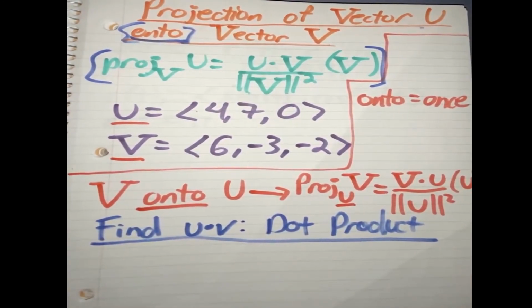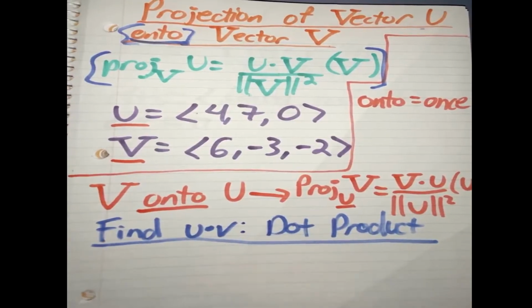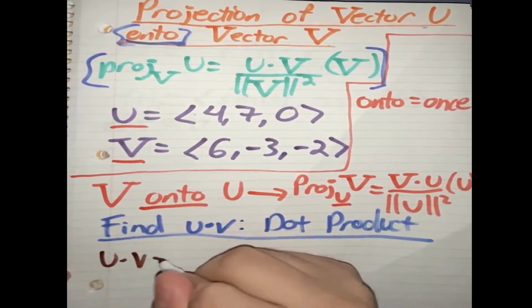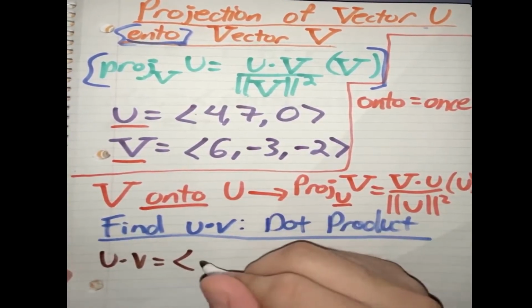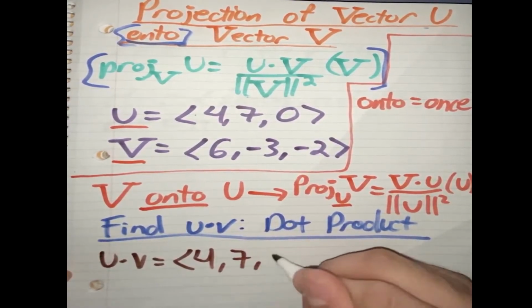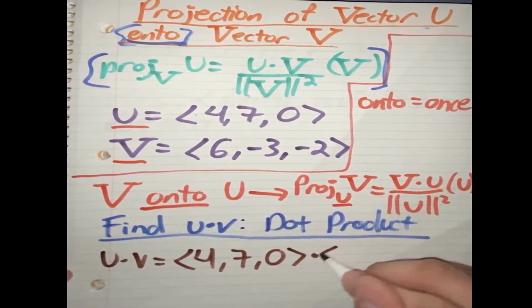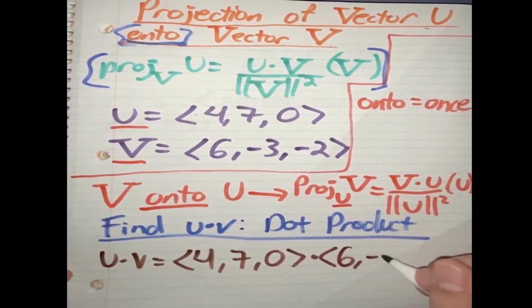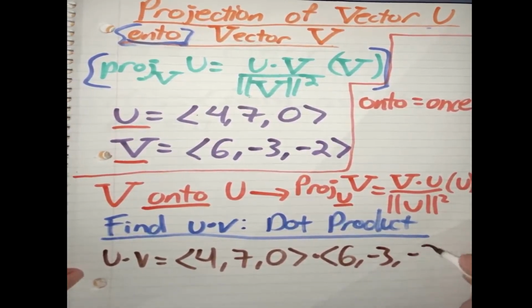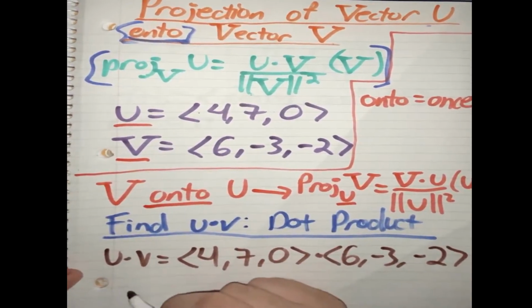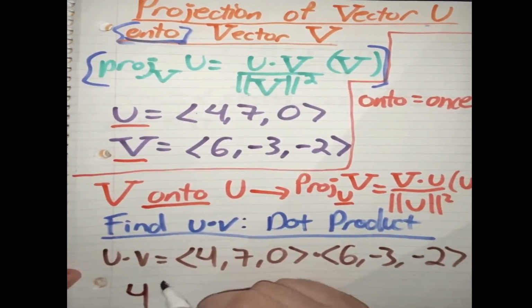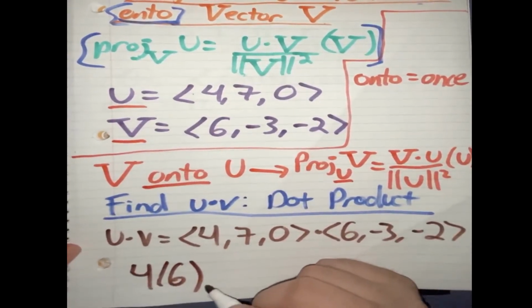So u dot v, our vector u dot v, would be equal to... what's our u vector? It's 4, 7, 0 dotted with 6, negative 3, negative 2. And when we dot these, if you don't know how to take a dot product, I have a video on that. But for this video, I'm just going to compute it.